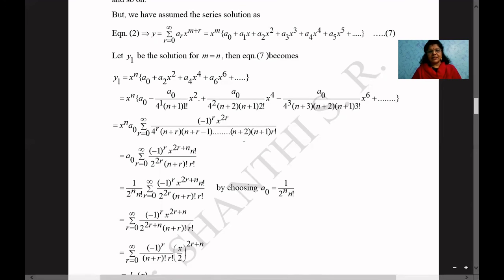This can be written as, this a0 I have written as it is, x power n I am bringing inside. Here already x power 2r is there, into x power n is x power 2r plus n. This one, x power 2r plus n. This minus 1 power r I have written. 4 power r can be written as 2 power 2r. 4 is 2 square. The whole power r is 2 power 2r, etc.